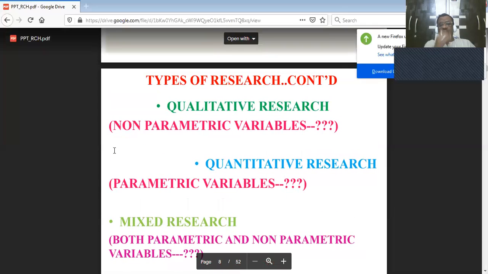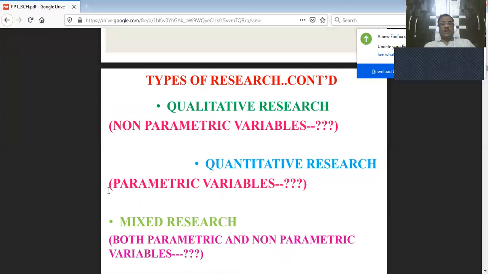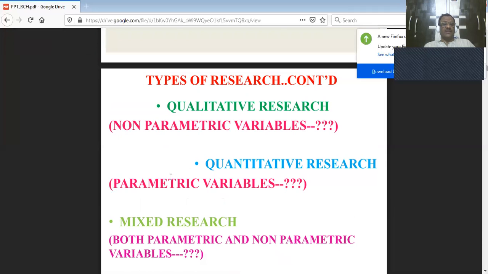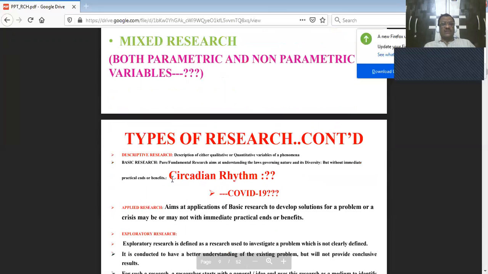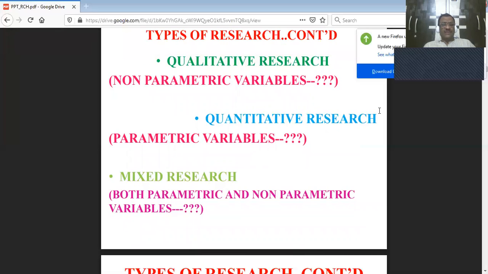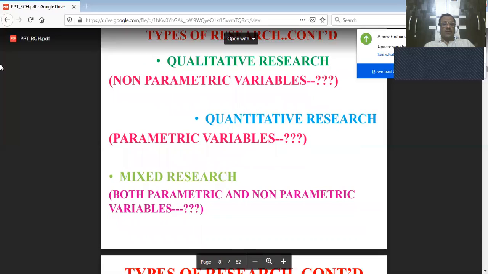Generally, there is not purely qualitative or quantitative research. There is a kind of mix of these things, and that is called mixed research. We use both categorical variables, nominal variables, as well as quantitative variables. Therefore, a research need not be only qualitative or only quantitative. It should be a blend of these two, a mix of these two. That is called mixed research, with both parametric and non-parametric variables.